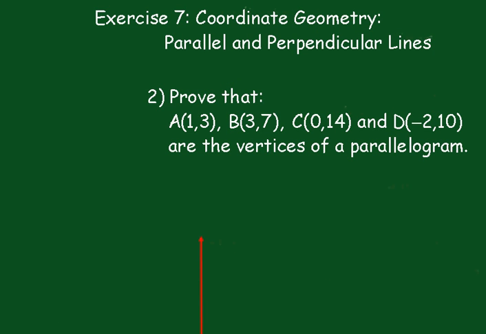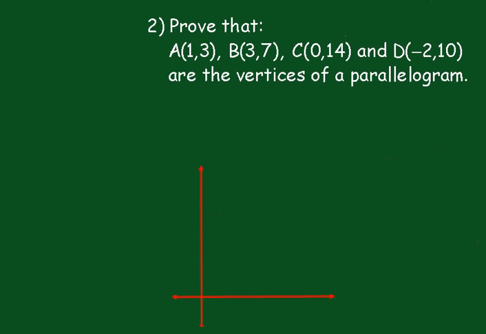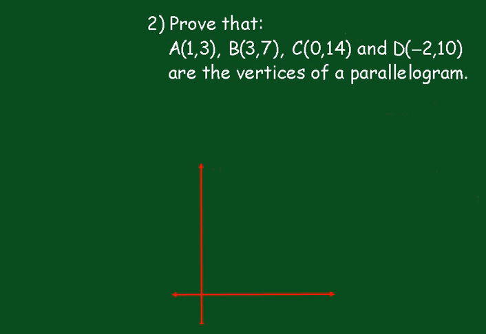In number 2, we've proved that the points A, 1, 3, B, 3, 7, C, 0, 14, and D, minus 2, 10 are the vertices of a parallelogram. And this time I'll need to plot these points on the number plane, approximately. And we'll just plot the point 1, 3, that's A.